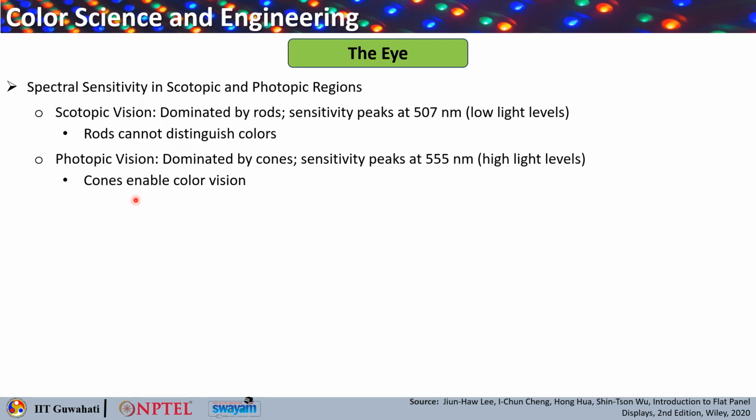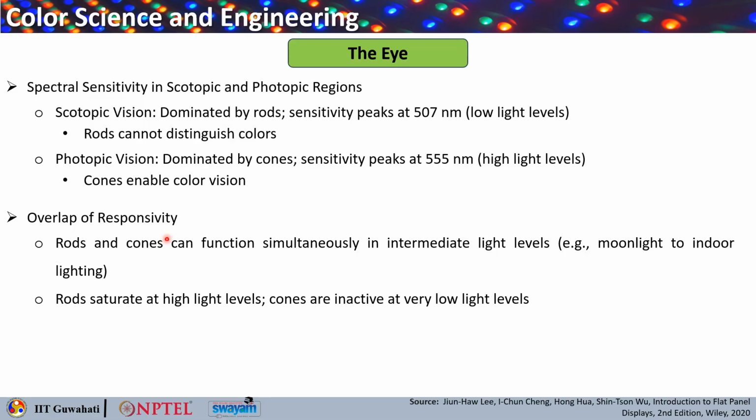And then you have photopic vision. Obviously, this is dominated by the cones. Here the sensitivity is around 555 nanometers. At high light levels, for high brightness, cones can deliver well. So, you can see using cones. Also, cones enable your color vision.